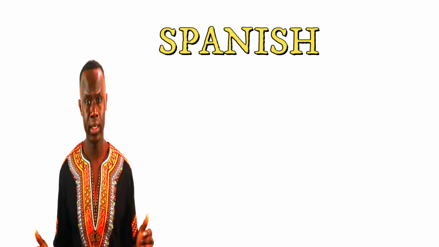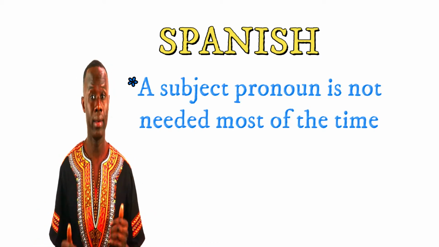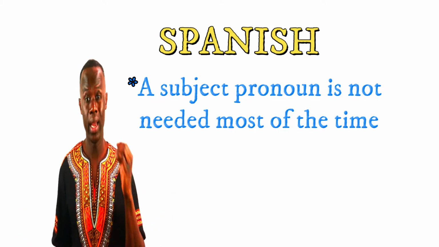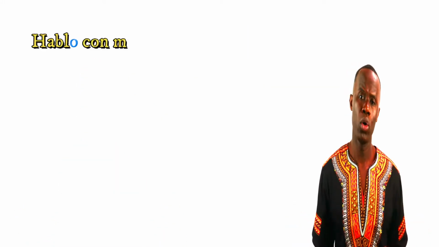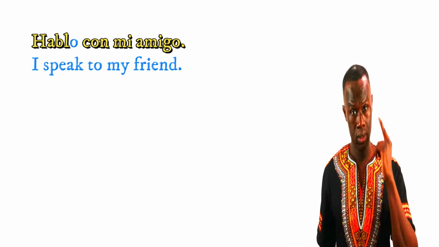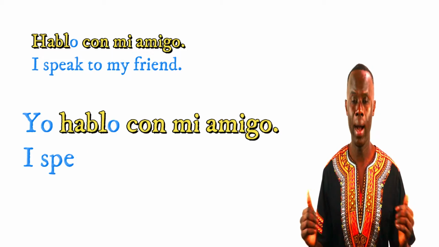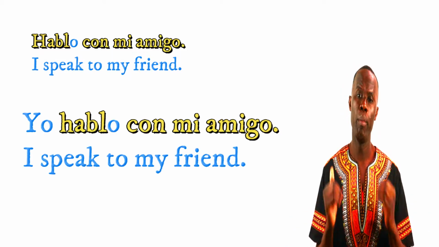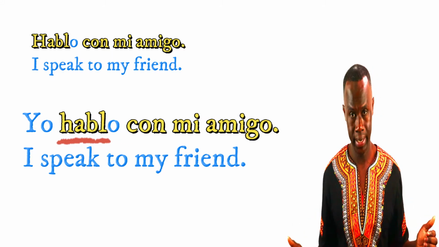But in Spanish, most of the time, we don't have to add a subject and the sentence will make perfect sense and people will understand us perfectly. For example, hablo con mi amigo. As you can see, I did not say yo hablo con mi amigo because the verb ending in Spanish can indicate who the subject is.